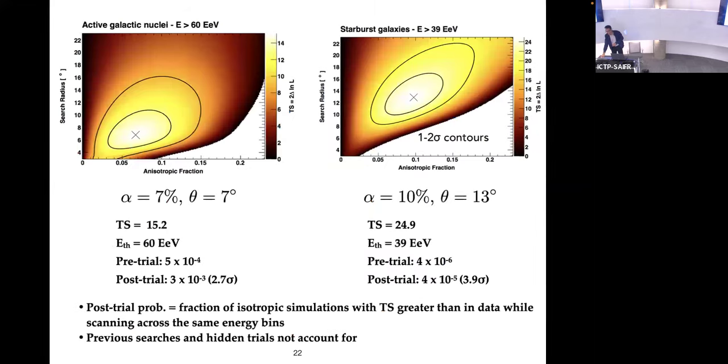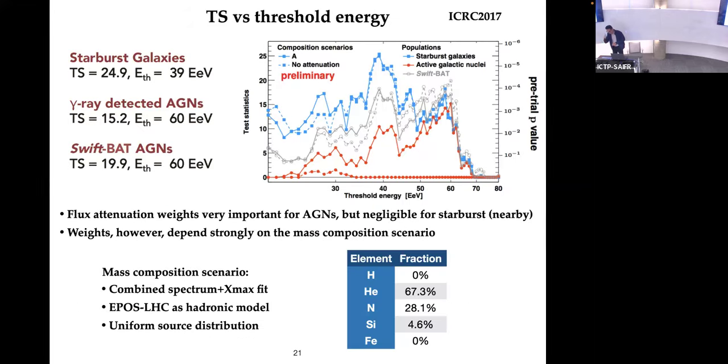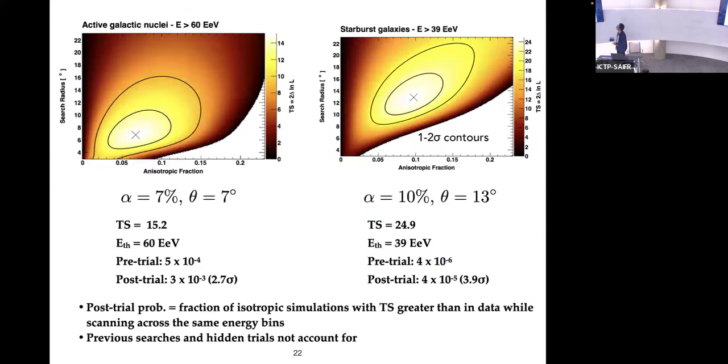And so you have the post-trial. I'm going to talk exactly about the post-trial. For AGN, this is usually what we get when we search in the parameter space: a source fraction of 7% with an angular smearing scale of 7 degrees. For starburst, the alpha is around 10% with a smearing scale of 13 degrees.